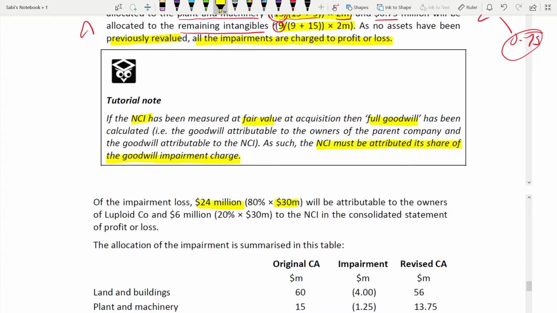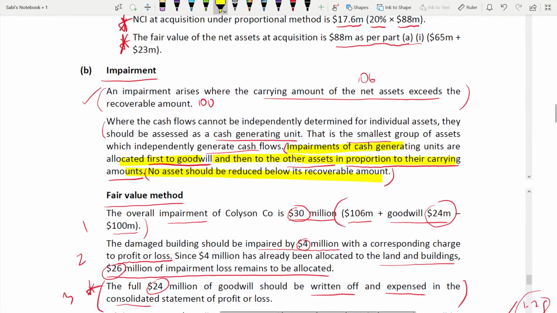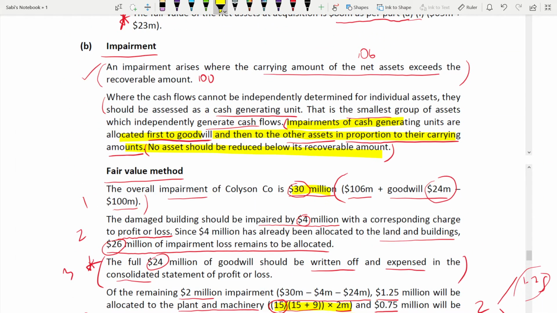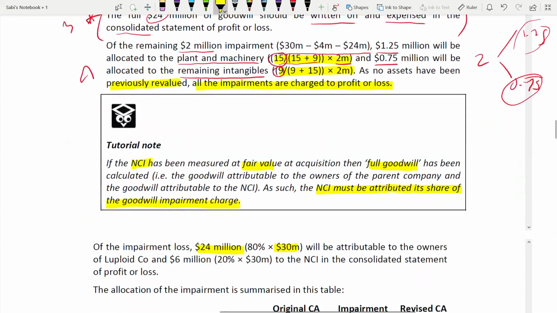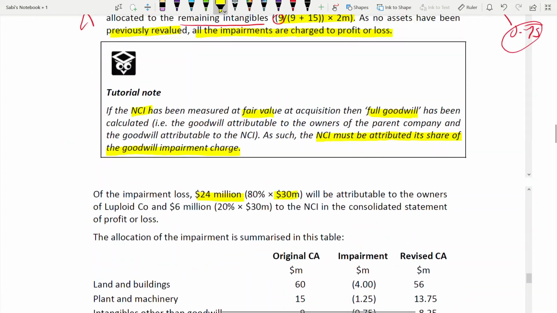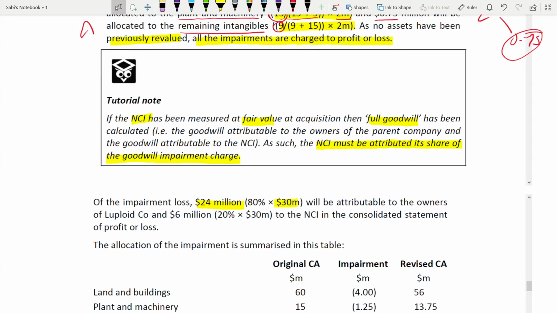You have to take 80% of it. What is 30 million? Previously we have given here 30 million, the overall impairment. So from that 30, we are taking 80%. That is 24 is for the parent. Okay, you have to write it. 24 will be attributable to the owners of the parent company and 6 million, that is 20% of 30 again, to the NCI. In the consolidated statement of profit or loss, this is the reason you have to show the impairment impact on the consolidated financial statements.